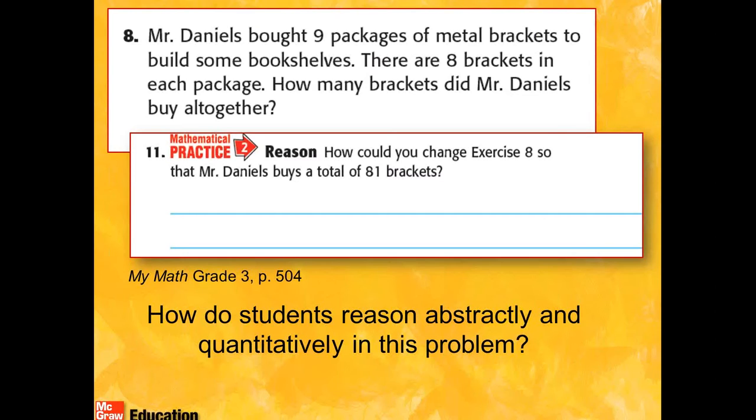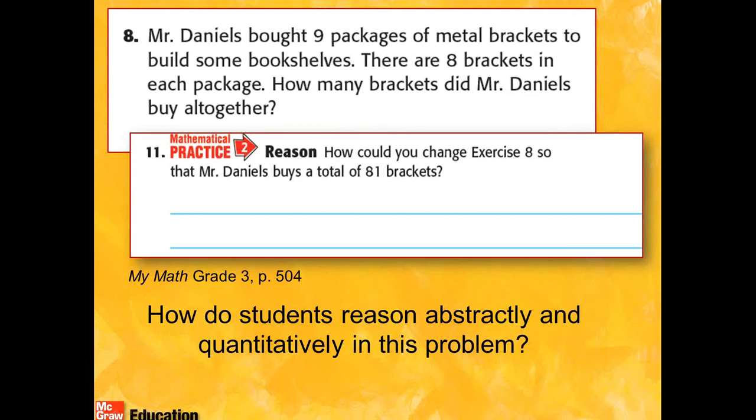As we move up the grades in grade 3, here's an example of the reasoning part in question 11, which states, how could you change exercise 8 so that Mr. Daniels buys 81 brackets? Well, it would be important to look at exercise 8. Exercise 8 read, Mr. Daniels bought 9 packages of metal brackets to build some bookshelves. There are 8 brackets in each package. How many brackets did Mr.